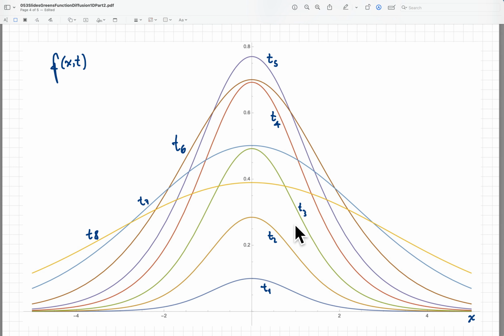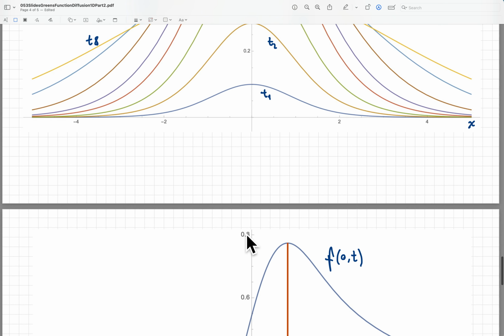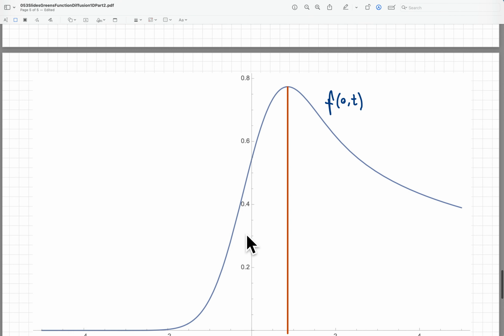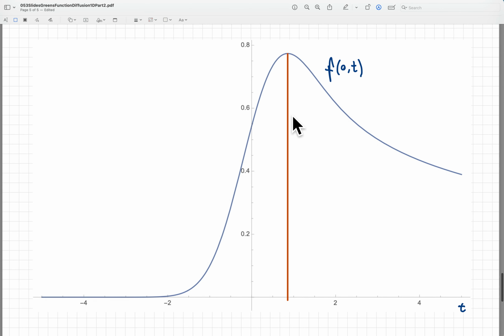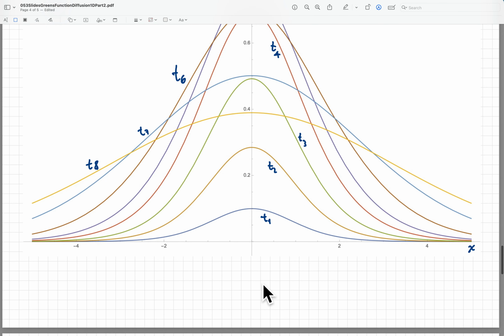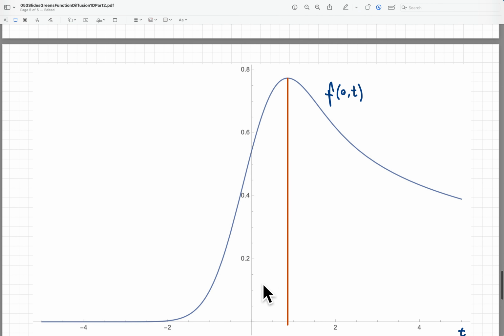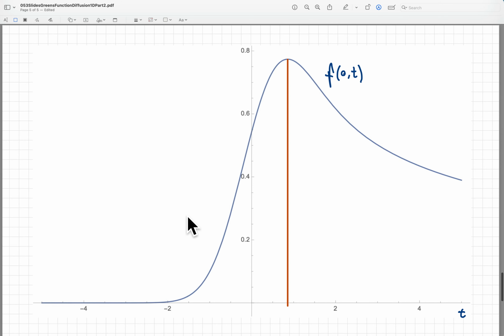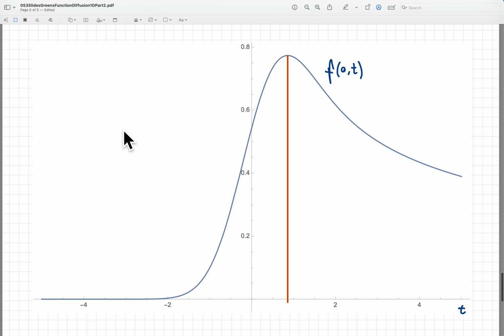So I didn't tell you exactly what times these are, but the maximum is not reached at t equals 0. To show you that, I plotted down here the behavior of our solution at the origin, so here at x equal to 0, as a function of time. And you see that the maximum is not reached at t equals 0, it's reached a little later, and that's because this diffusion process is a little bit delayed in accumulating the effect of the source. I encourage you to play with this.